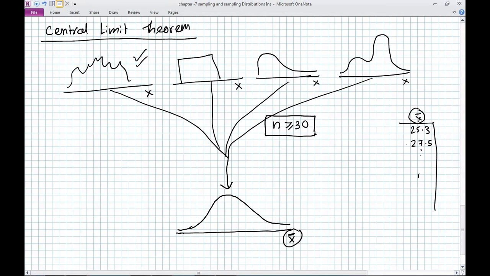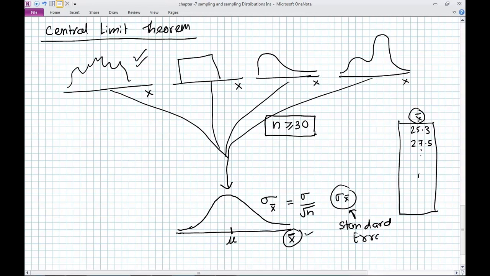And from these x bar values, if you create a distribution, which I have created here, it will be a normal distribution. So the mean of this distribution will be equivalent to or close to the population mean. And standard deviation, now I am going to use sigma of x bar, so standard deviation when we are using x bars, is sigma divided by square root of n.